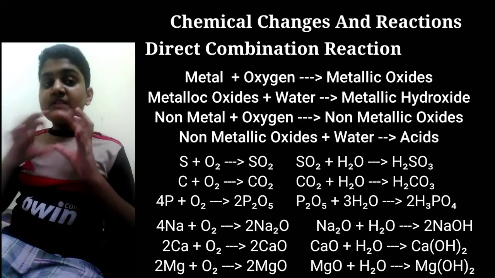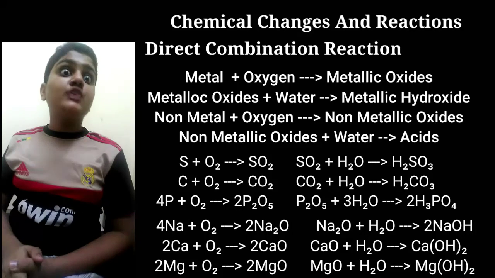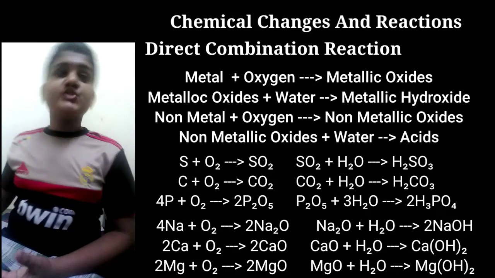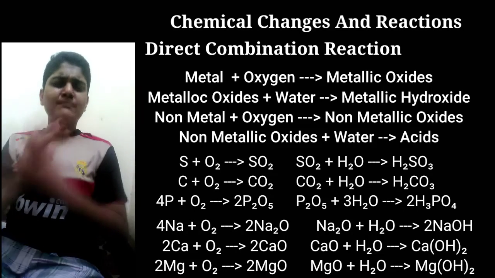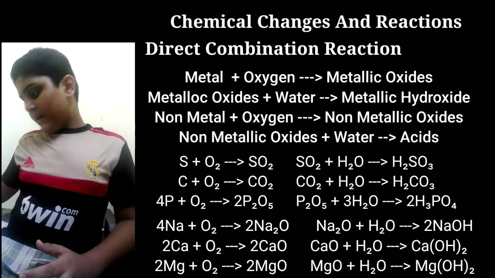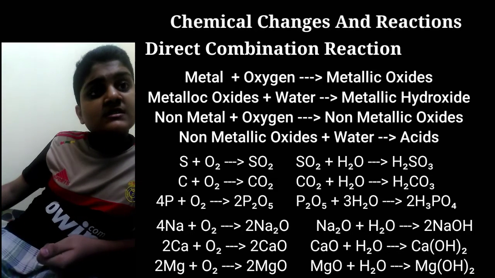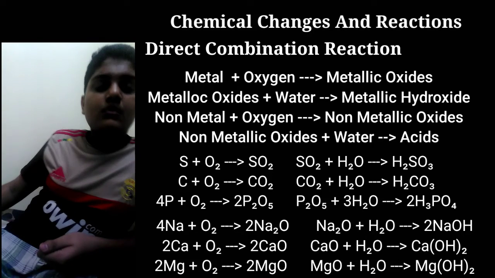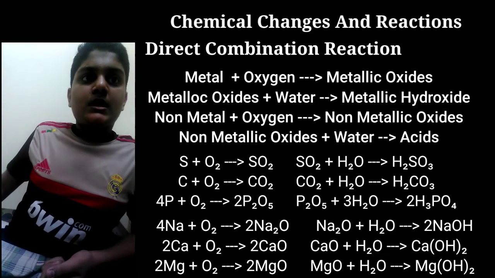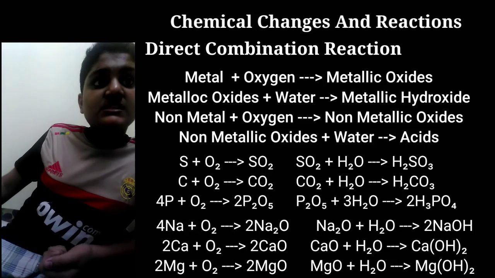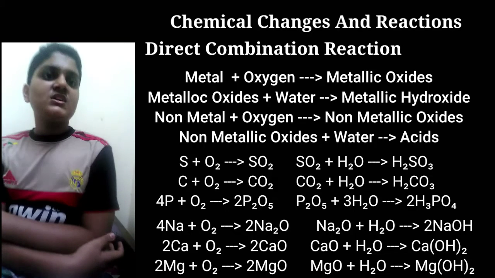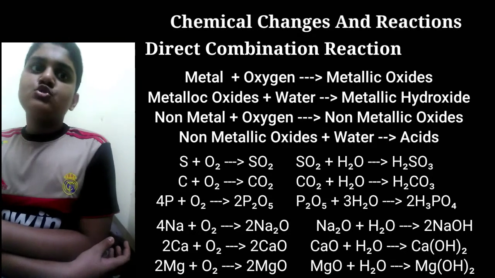When you treat these metallic oxides with water, you will get metallic hydroxides. So what are the three metallic oxides? Na2O, MgO, CaO. MgO plus H2O will give Mg(OH)2, and there is no balancing needed. Na2O plus H2O gives NaOH. Why not twice? Because the valency of sodium is 1, and hydroxide is also 1. Next is CaO plus H2O, calcium oxide and water, giving calcium hydroxide, Ca(OH)2, because the valency of calcium is 2 and hydroxide is 1.